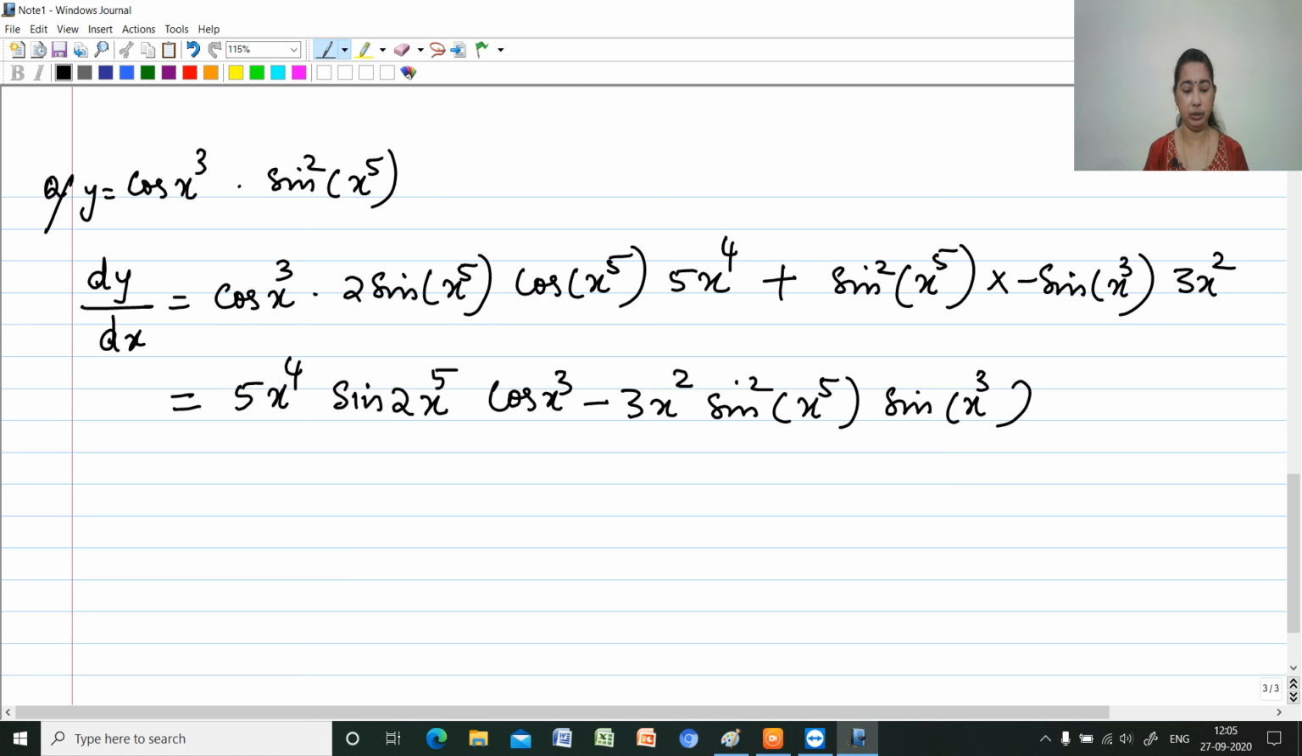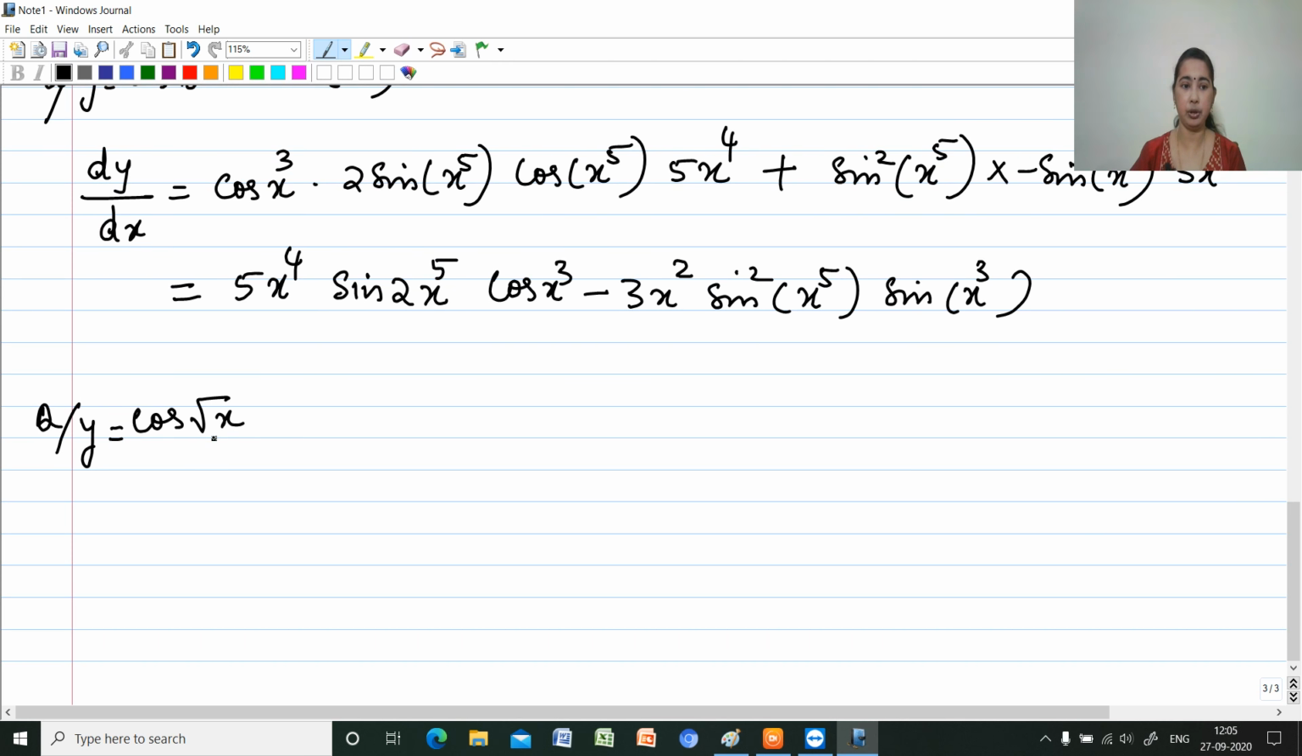Now moving on to the next one. Next question: cos of root x. Let this be y. How do we find the derivative of cos root x? That is dy/dx. So the derivative of cos is minus sin root x into the derivative of root x, which is 1 by 2 root x.